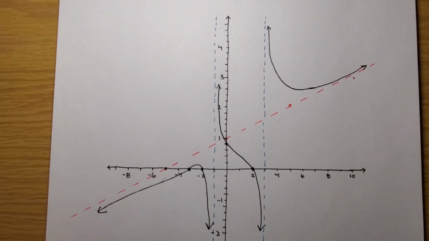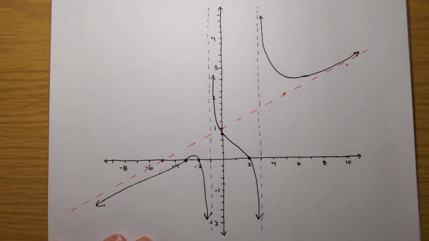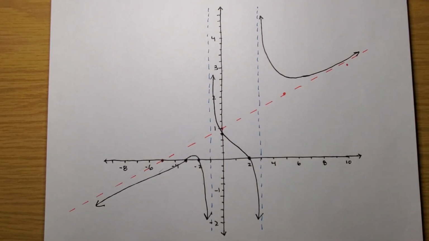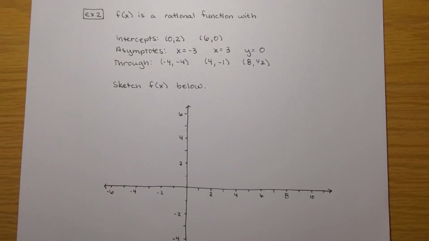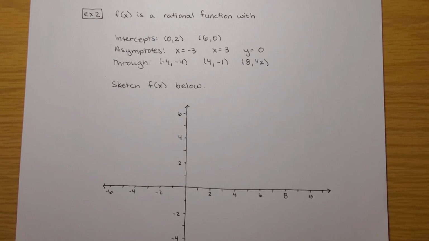So the next example I'm going to do only has vertical and horizontal asymptotes. I didn't give us a table of signs, so we'll have to create one based on the information provided. So let's go look at the next example. Okay, so here is our second example of graphing a rational function. Once again, they've given us a bunch of information, and then they want us to sketch it.